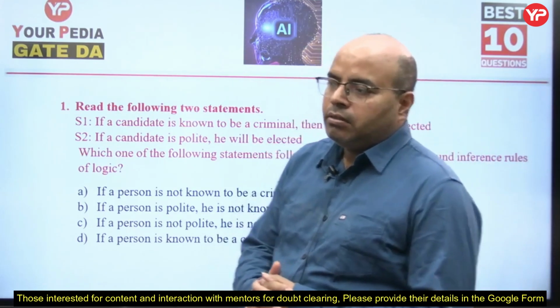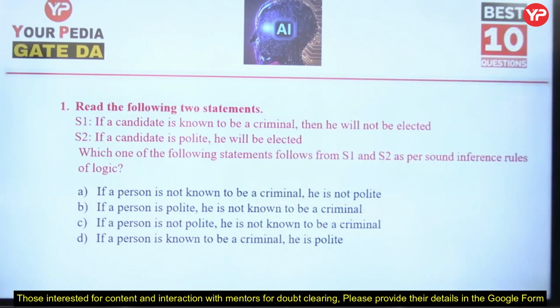You read this question. Read the following two statements. This is a question regarding propositional logic. Statement 1 is, if a candidate is known to be a criminal, then he will not be elected. And statement 2 is, if a candidate is polite, he will be elected. Now, which one of the following statements follows from S1 and S2 as per sound inference rules of logic?